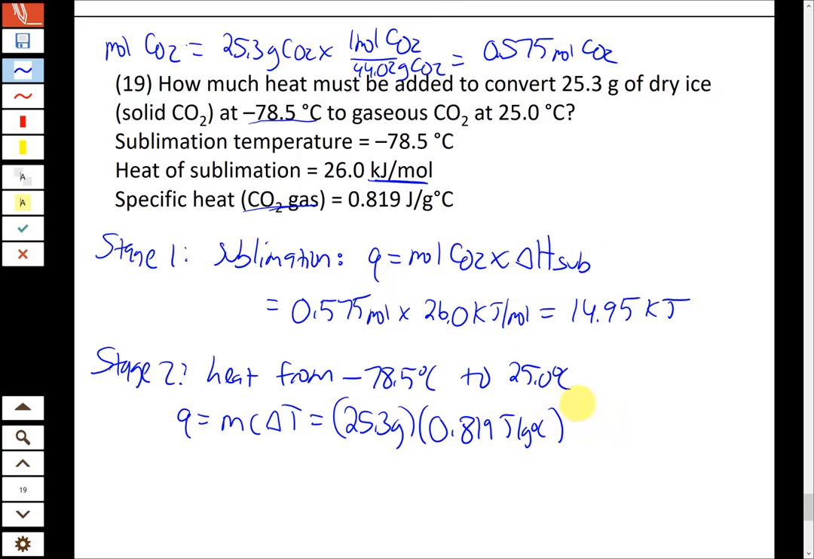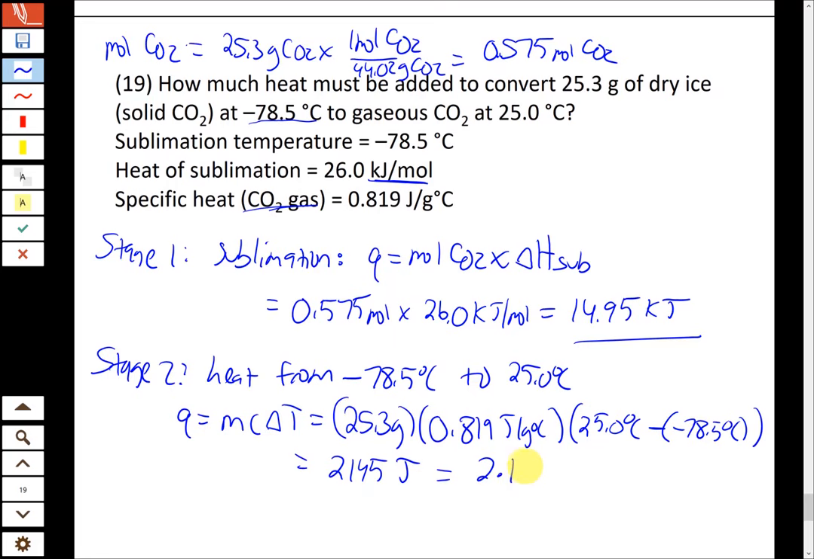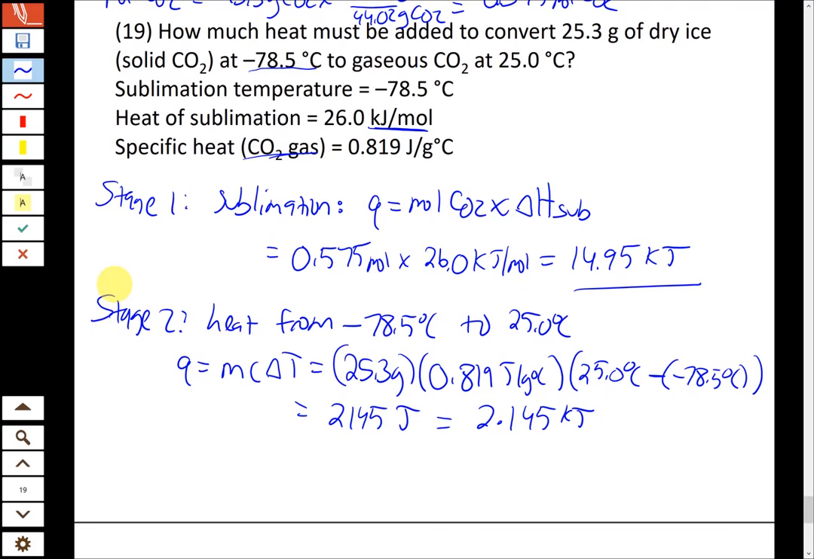For delta T, it's final minus initial. The final temperature is 25 degrees Celsius, and we're heating it up from negative 78.5, so the delta T is going to be about 103 something, positive. When we multiply that out, we get 2145 joules. The answer should be in kilojoules, I didn't specify that here, but typically for these problems it will be kilojoules, so we convert and add that value in kilojoules.